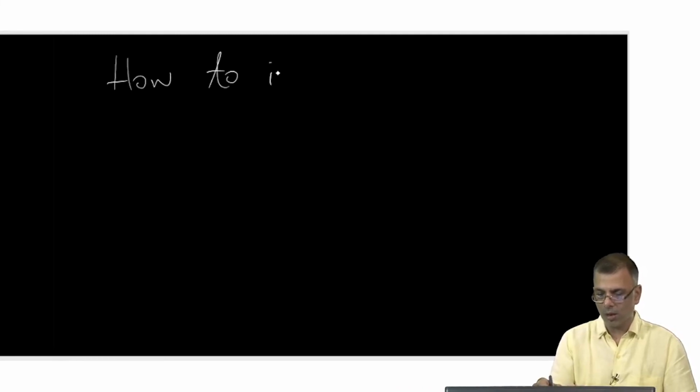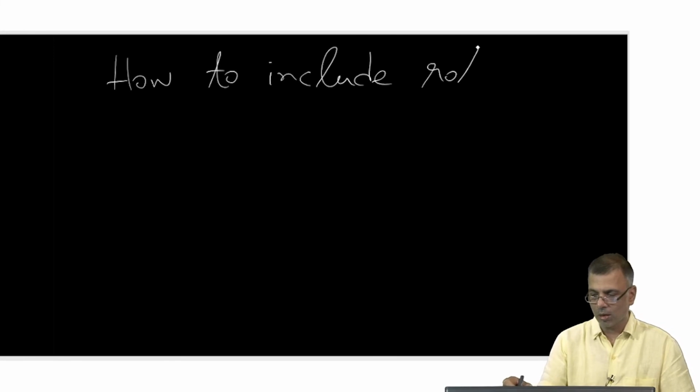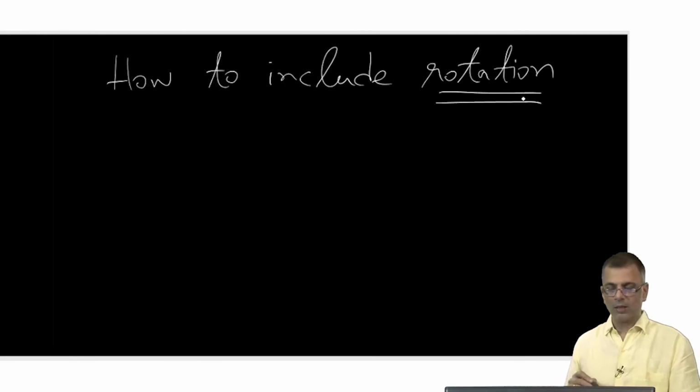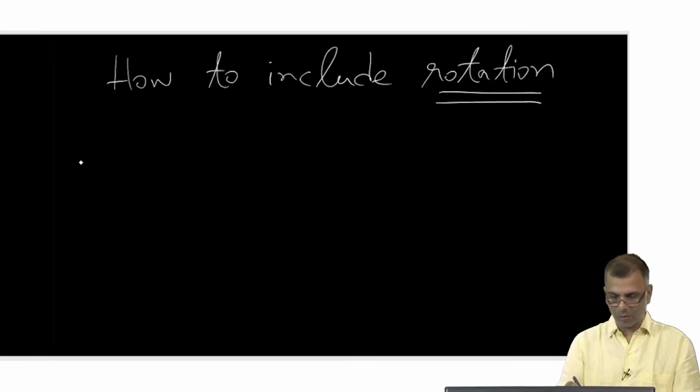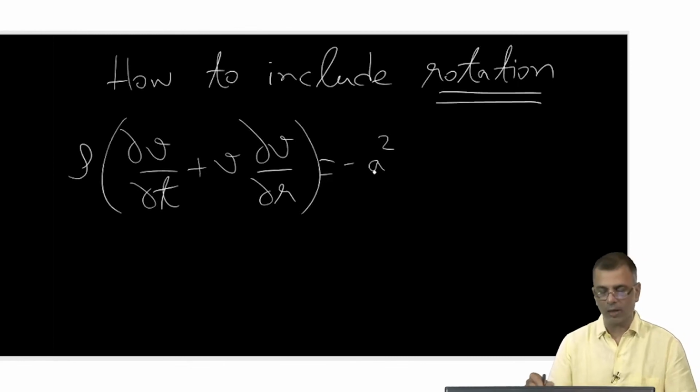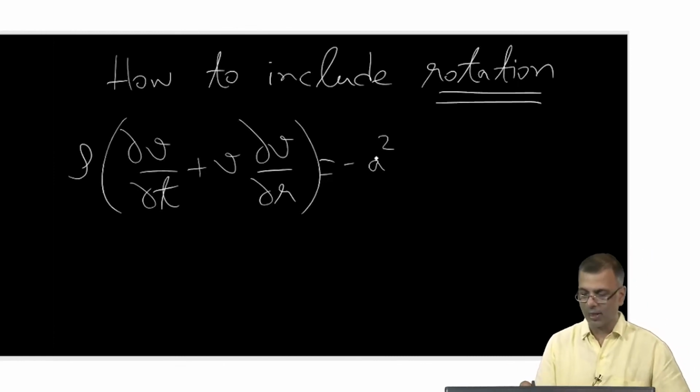The other upshot of the discussion, the other main thing about the discussion is how to include rotation. The way you include rotation is you modify the momentum equation, which to look like this. The sound speed is generally called A in this paper, so I am simply writing A. So A is essentially what we used to call CS squared.